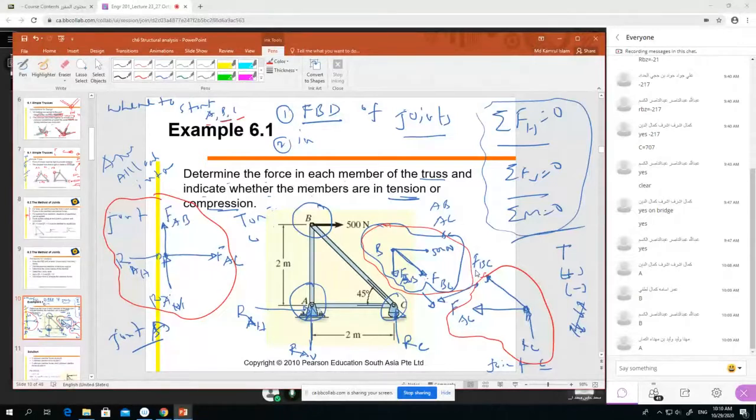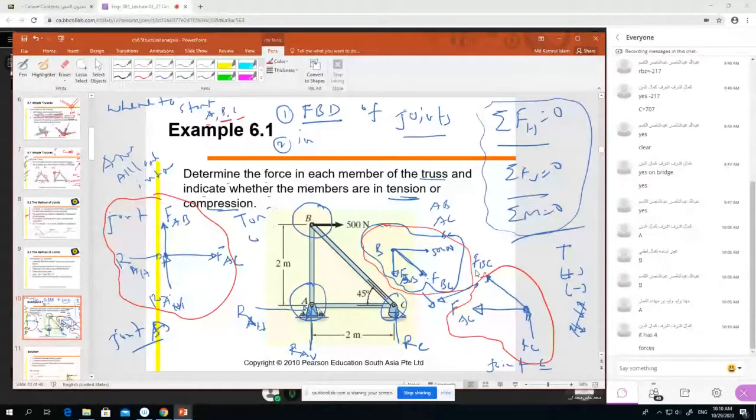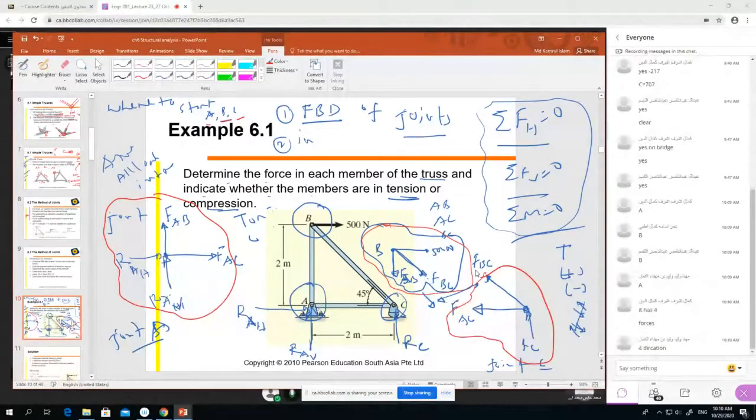Muhanna or Kamal Ashraf, you said joint A. Why did you select joint A? Tell me. Kamal Ashraf, are you hearing me? Muhanna. It has 4 forces, okay. So what? If it is 4 forces, then what? Is it good or bad?